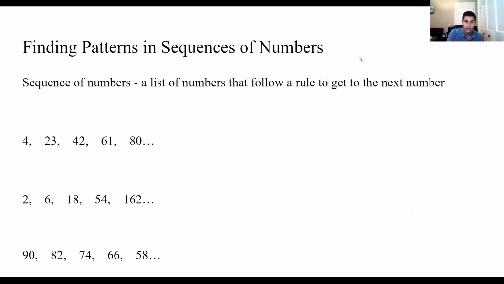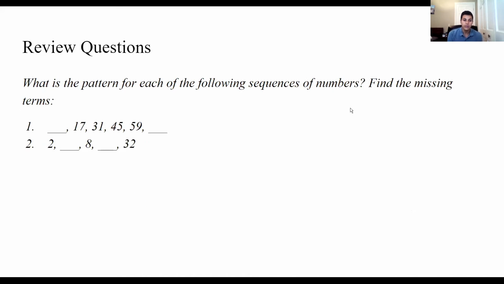All right, so let's do some review questions. So find the pattern for each of these following sequences of numbers, and then find the terms that are missing, basically the ones that are represented by the lines at the bottom to show that they're missing. If you'd like to try it, I'll give you a few seconds to pause the video before I explain the answer.